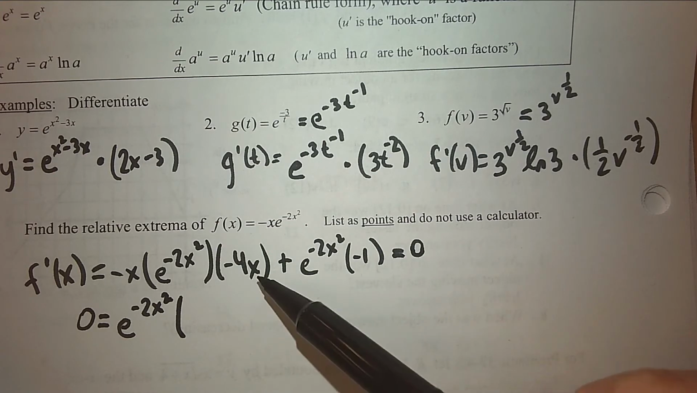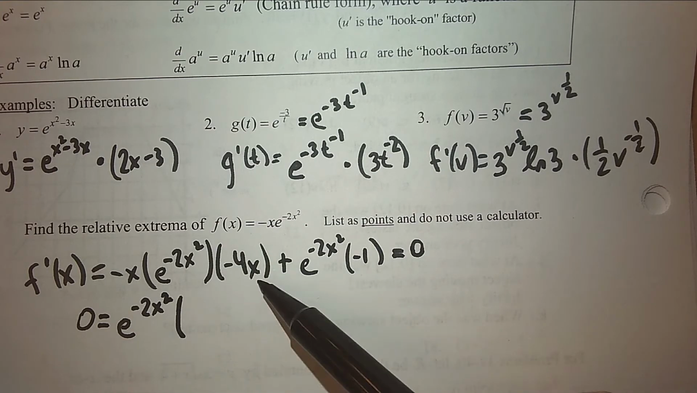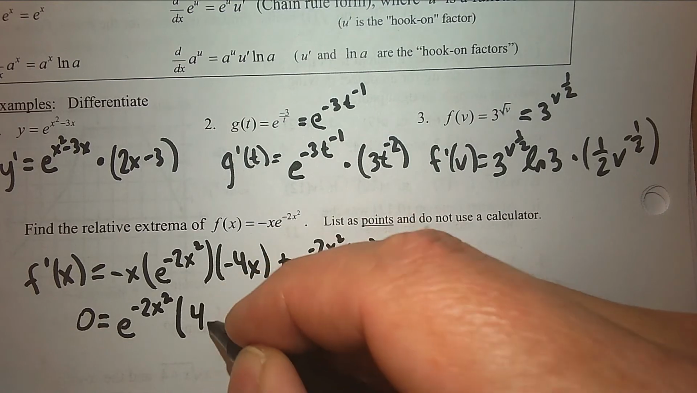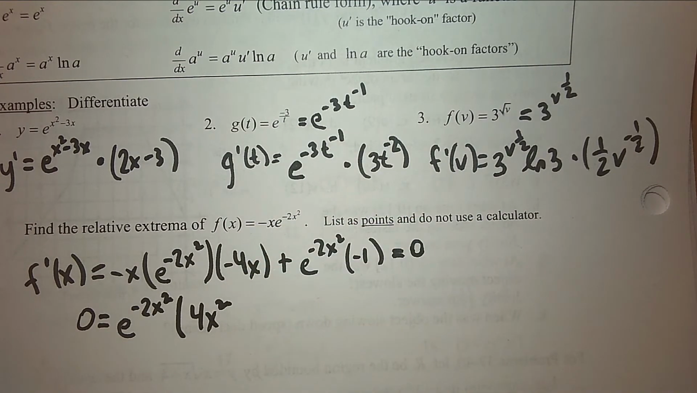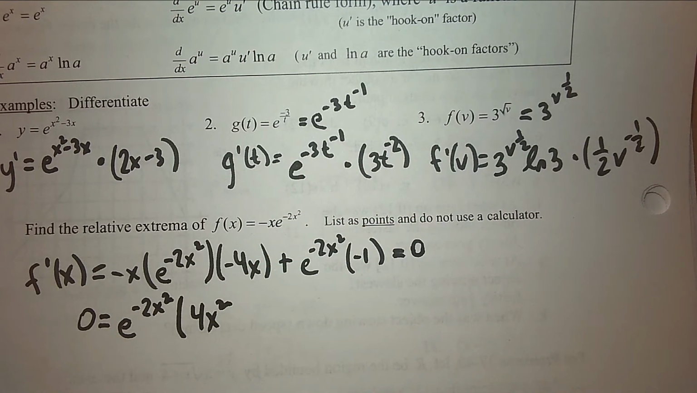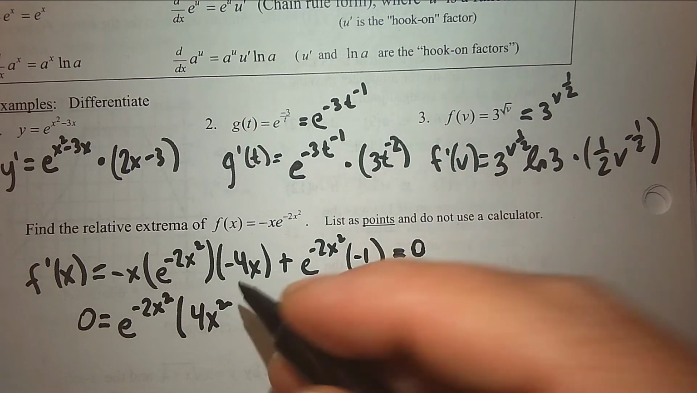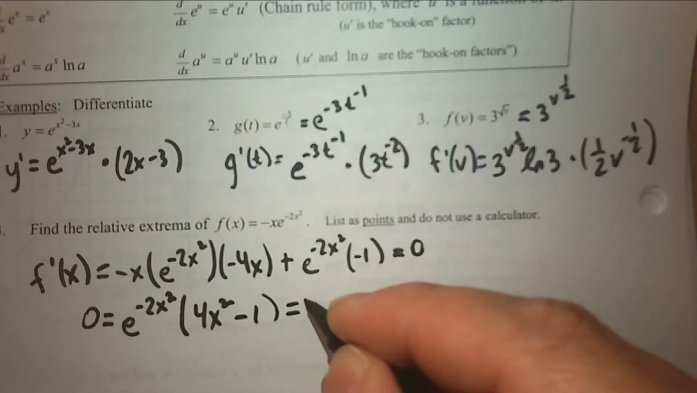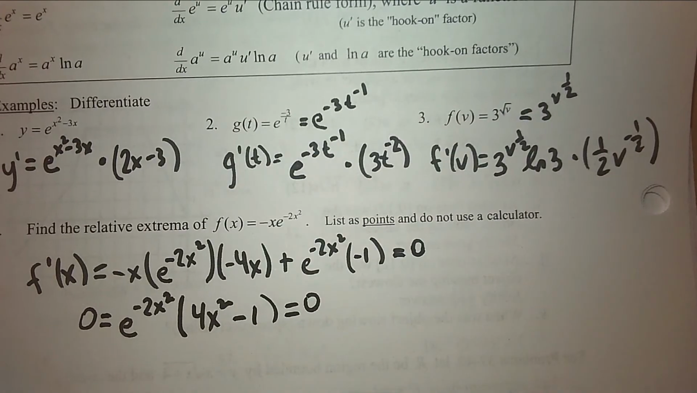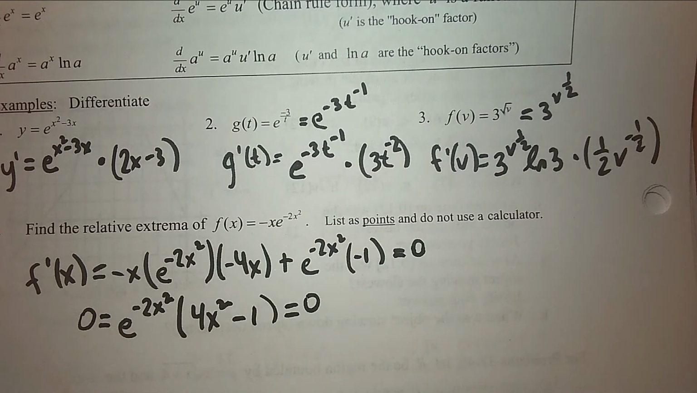Now I'm going to combine it together. Negative x and negative 4x is positive 4x squared. So if you factor out an e to the negative 2x squared, what you're left with is 4x squared. What are you left with when you factor it out on the second one? Just negative 1. And again, we're making it equal to 0.